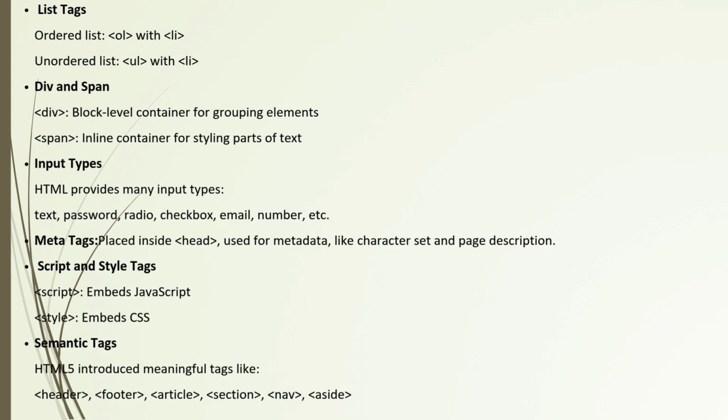Div and span. Div is a block level container for grouping elements. Span is an inline container for styling parts of text. Input types. HTML provides many input types: text, password, radio, checkbox, email, number, etc. Meta tags placed inside head are used for metadata like character set and page description. Script and style tags. Script embeds JavaScript, style embeds CSS. Semantic tags. HTML5 introduced meaningful tags: header, footer, article, section, aside.